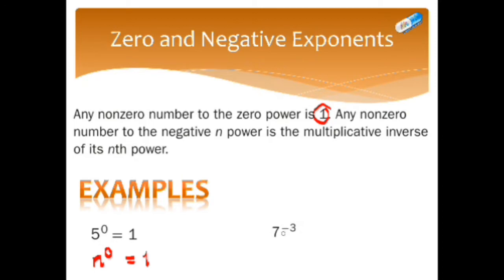Example of a negative power: 7 power negative 3. So here the 7 is a non-zero number raised to the negative 3 power. To get this, we find its multiplicative inverse and we raise it to the nth power, or the third power. So what is the multiplicative inverse of 7? The multiplicative inverse is 1 over 7. So it will be 1 over 7, and the opposite of negative 3 is positive 3. So in the multiplicative inverse, we write the opposite of the sign of the power itself.